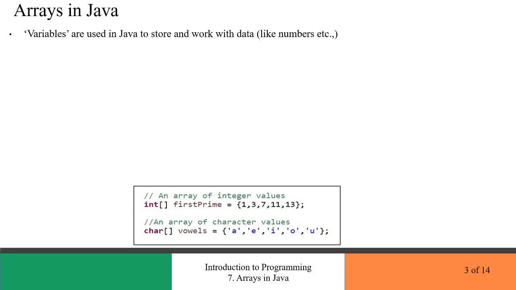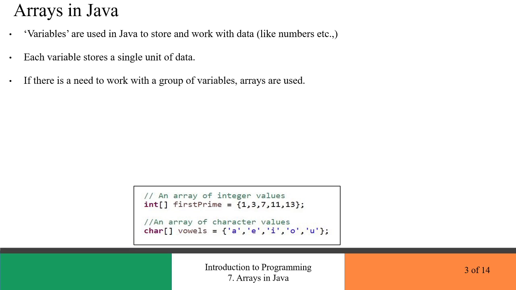So, what are variables in Java? Variables are used in Java to store a single unit of data. Each variable is used to hold a single unit of data. A variable can be used to store either a number or a character. But what if there is a need to work with a group of variables? In such situations, arrays are used.